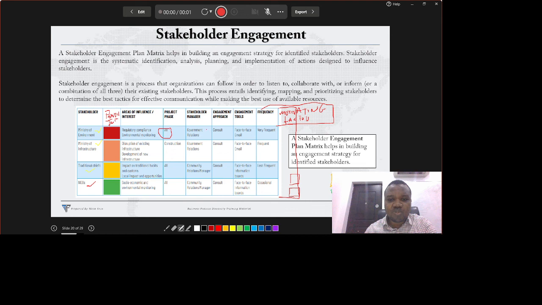What portfolio? Engagement approach is very, very important. Am I to consult him? Am I to just inform him? Am I supposed to consult and inform him? Am I supposed to meet him for approvals? Then engagement tools is very important.